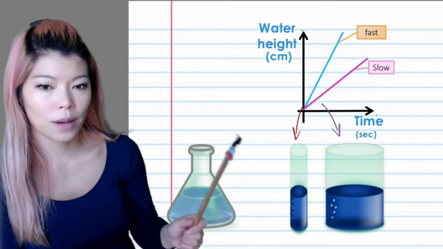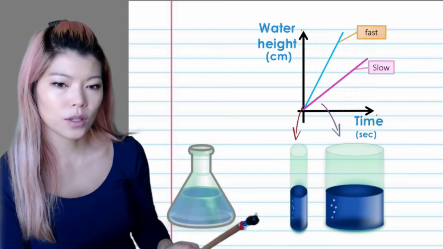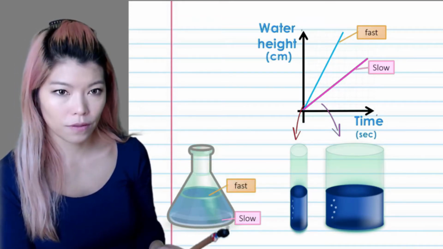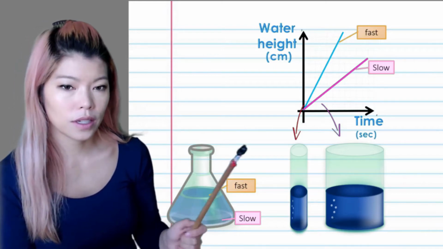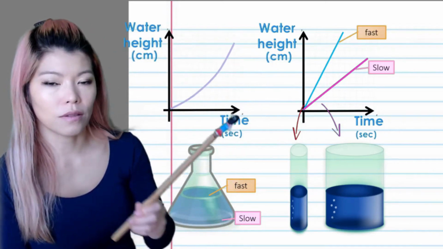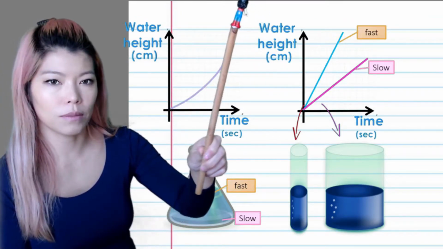What about a shape that looks like this, if you're filling this up? Well, we know that when it's wide, it is moving slow. When it's narrow, it's moving fast. So slow, then fast, or shallow, then steep. So our graph will look like this. See, shallow, and if I follow the graph, it becomes steeper and steeper.